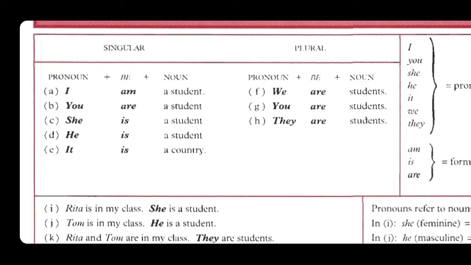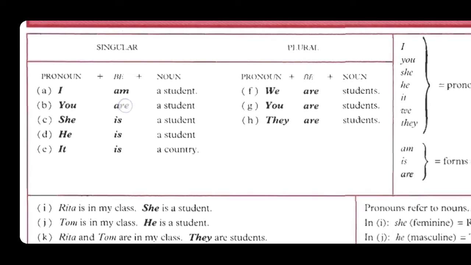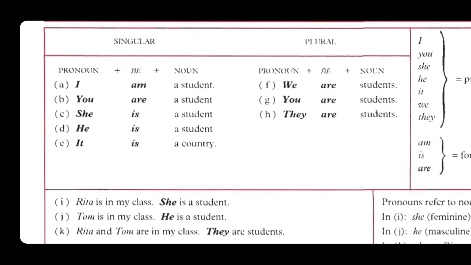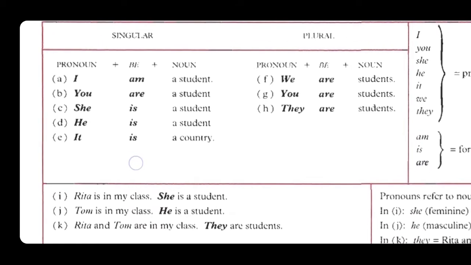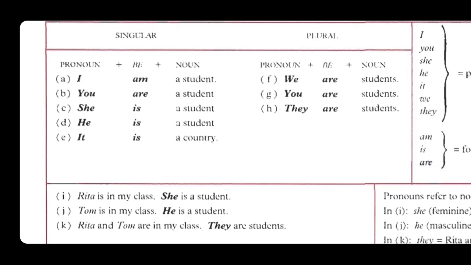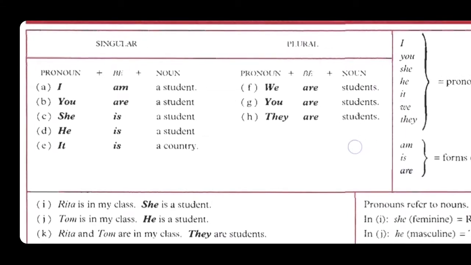Kalian nggak bakal nemu di manapun. Jadi, this is aturannya ya. Ini aturannya. I am a student. You are. You harus pakai you di mana walaupun satu. Even if it is only one, you have to use are in here. And she, it will use is. He is, it is. Even if it is more than one. Anyway, no, it's a singular.